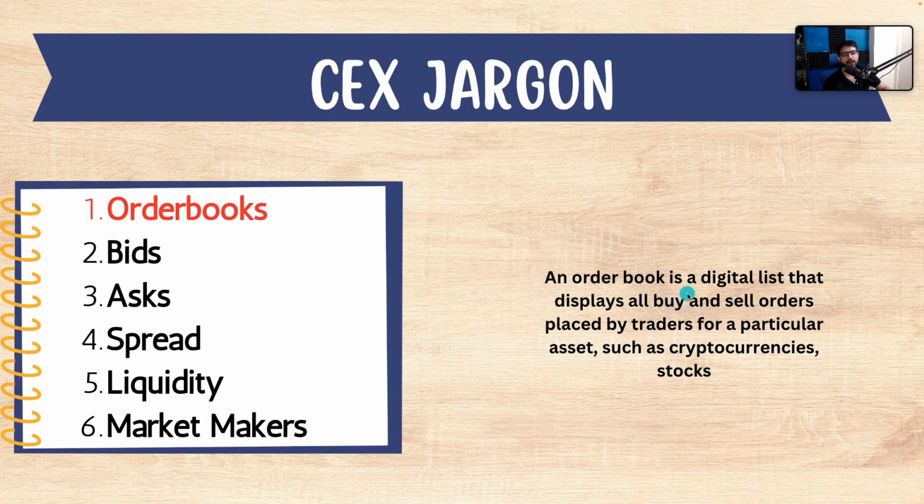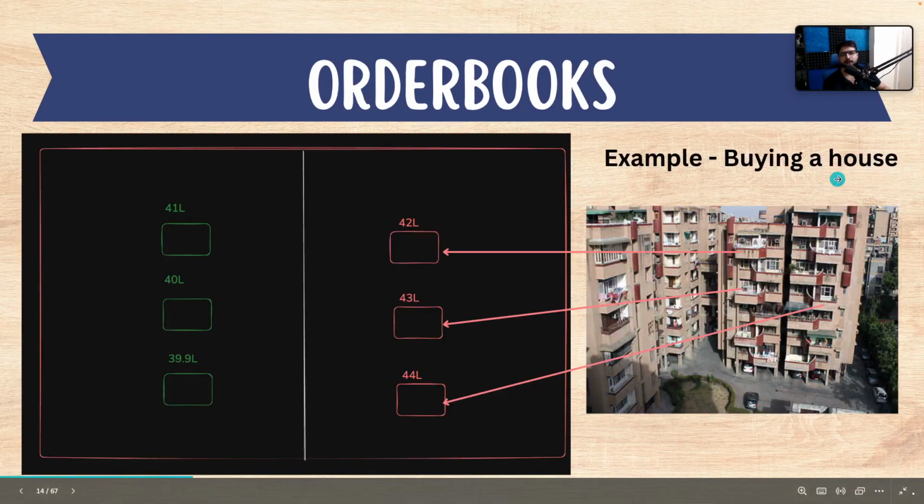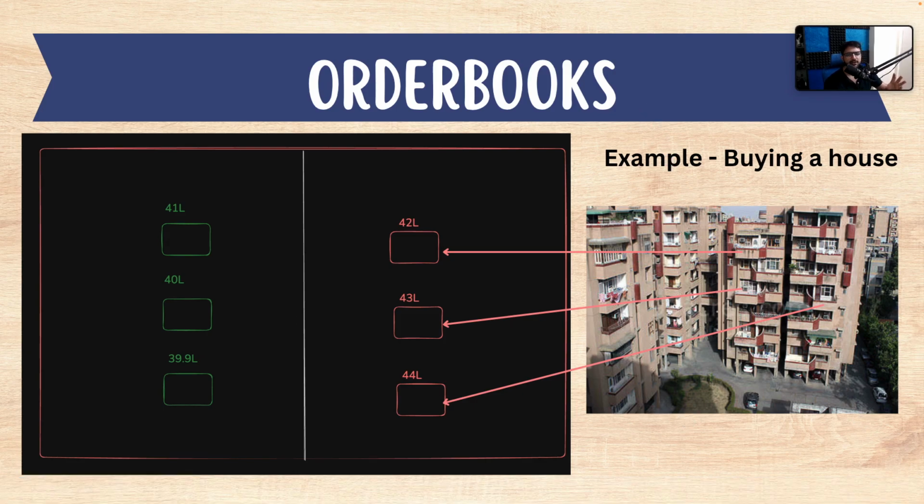An order book is a digital list that displays all the buy orders and the sell orders placed by traders. Let's try to understand that by an example. Let's say today, this is my society and I want to buy a house. This is not my society, but looks very similar to it. If I want to buy a house in this society, what will I do?